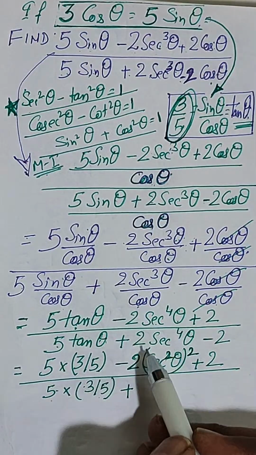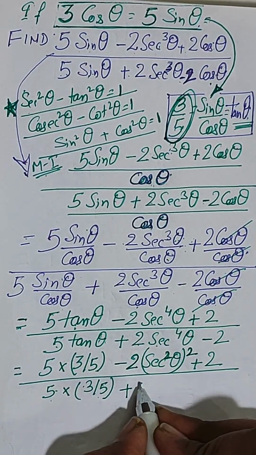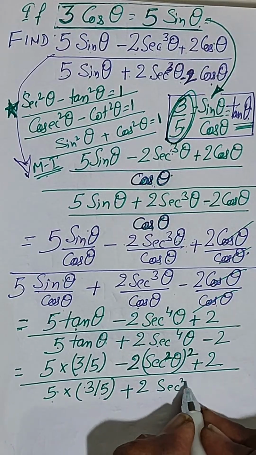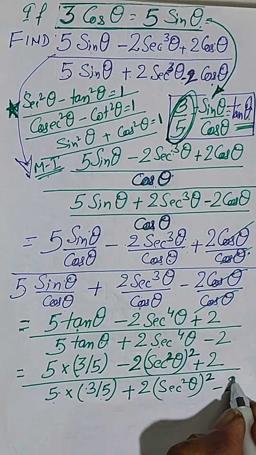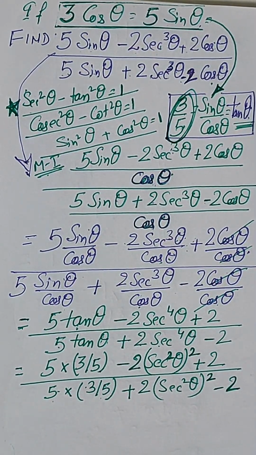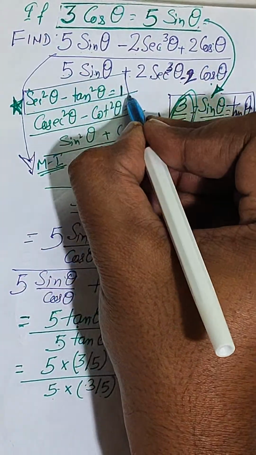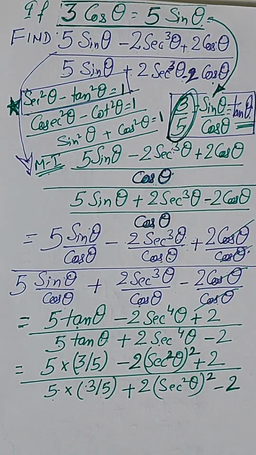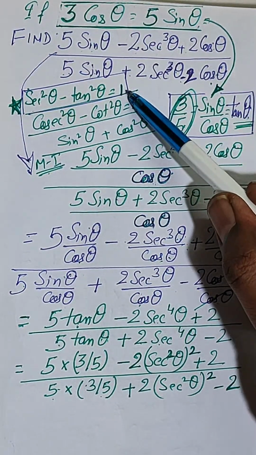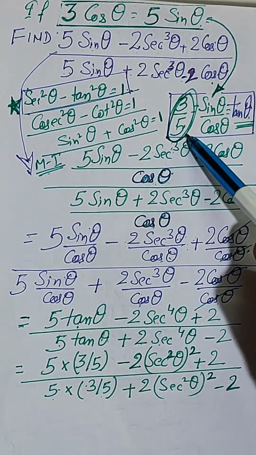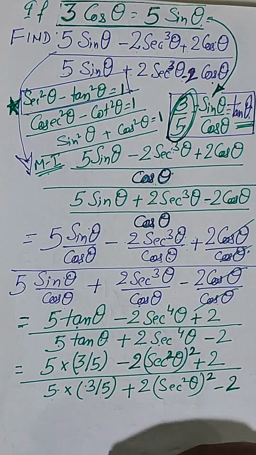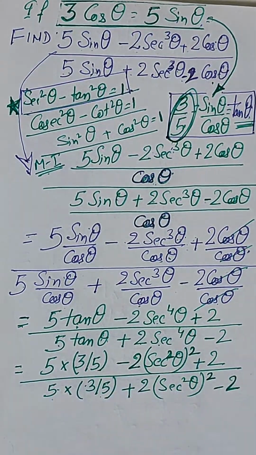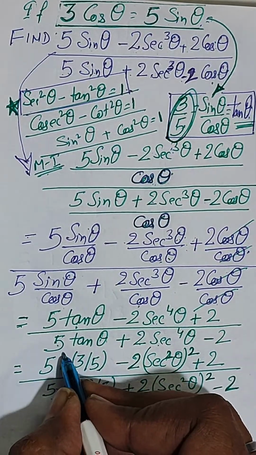Plus here, 2 times sec 4 theta can be written as 2 times sec square theta whole square minus 2, right? Now we know this relation: sec square theta minus tan square theta is 1. If sec square theta minus tan square theta is 1 and we know the value of tan theta, can we calculate the value of sec square theta from here? So before proceeding further, let me simplify it.